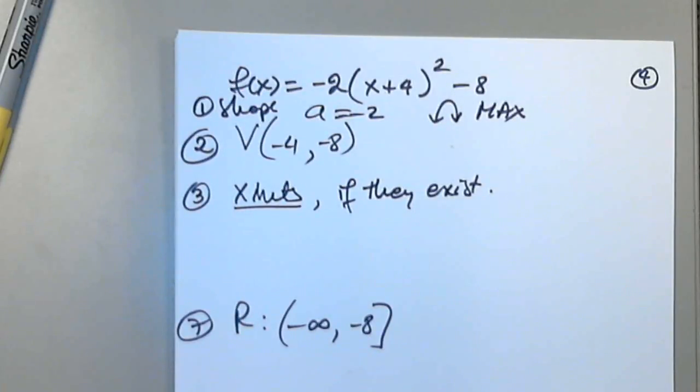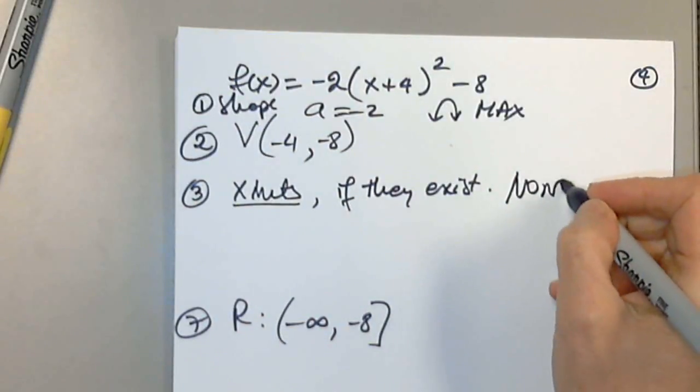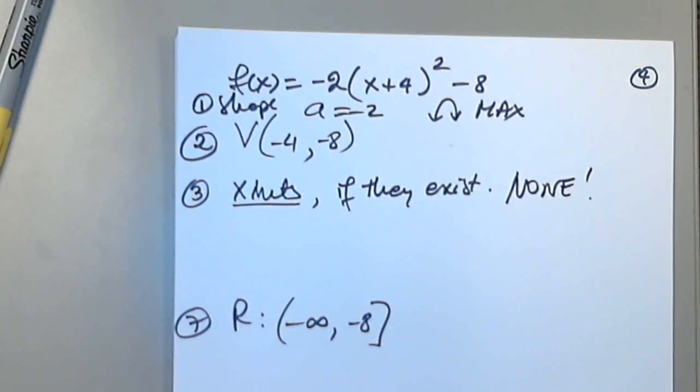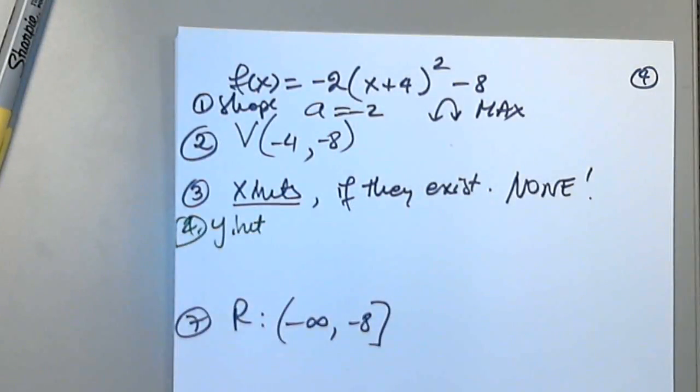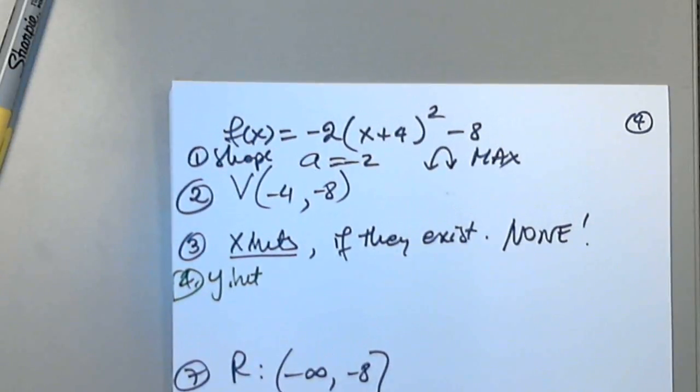There shouldn't be any, right? Right. That's too low, because the maximum is -8. None. Awesome. Very good. Well done. Number 4. Y-intercept. For shape, is a equals -2 and that max the answer to shape?